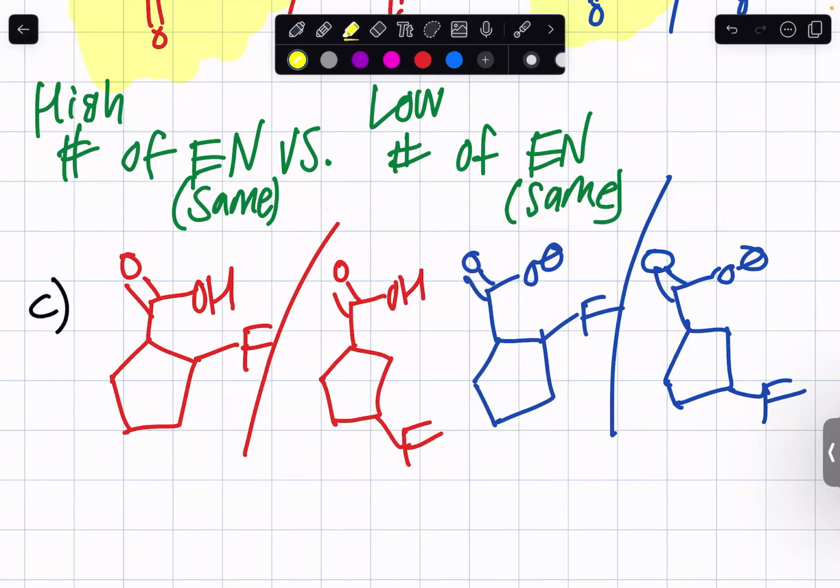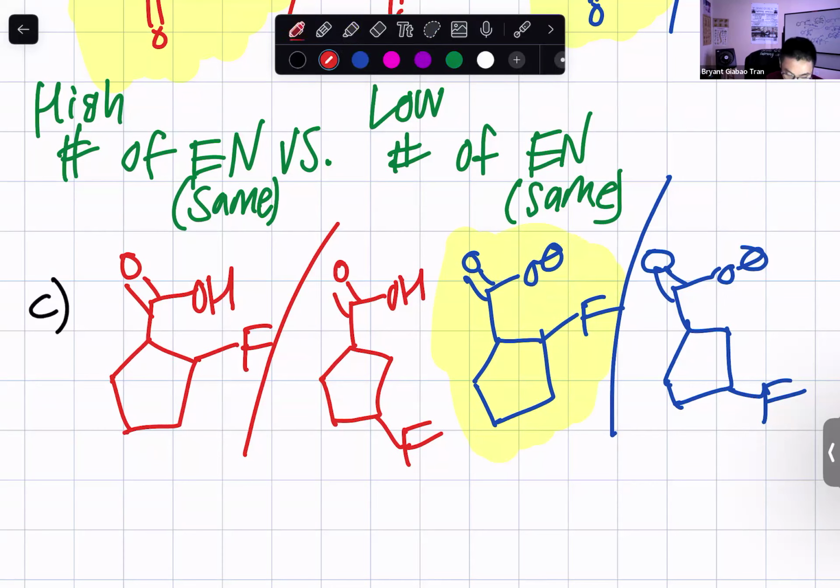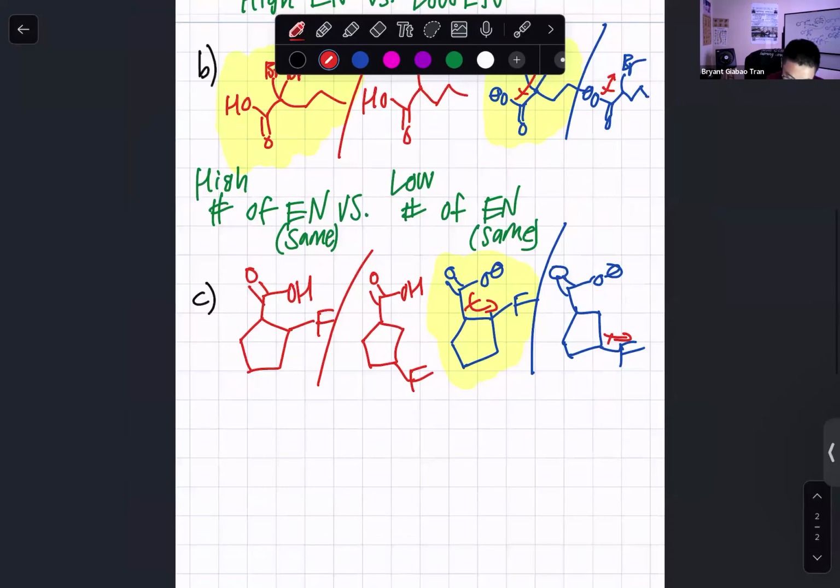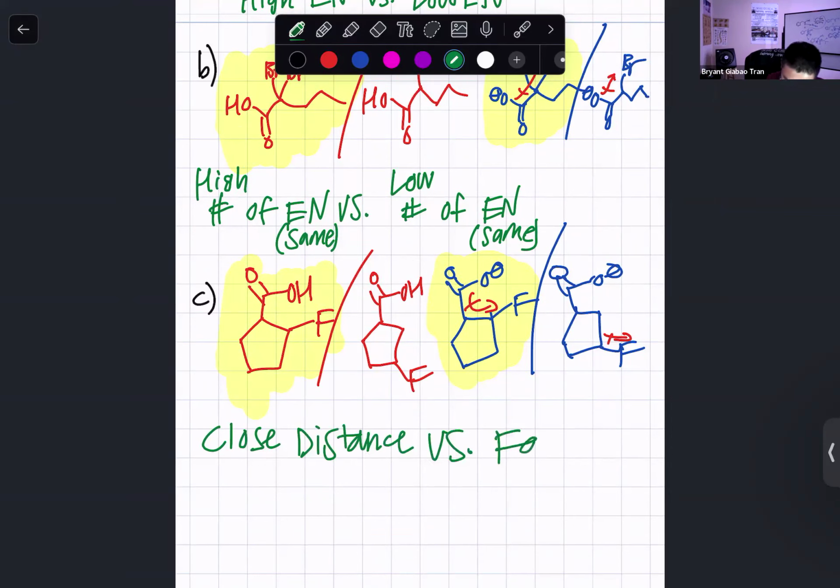The fluorine that's closer. Yes, the fluorine that's closer, because it will have a stronger effect if it's closer. It has a stronger field to pull in the negative charge by induction, whereas the fluorine that's farther away has a weaker pull. That's right. So that would make this the stronger acid. And this third scenario here is talking about close distance versus far distance. So induction has three subcategories.